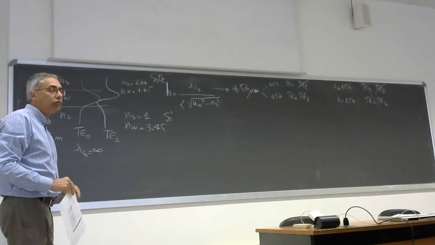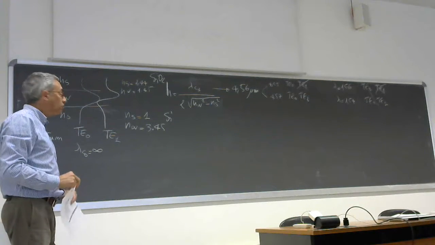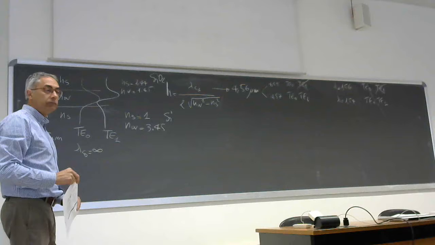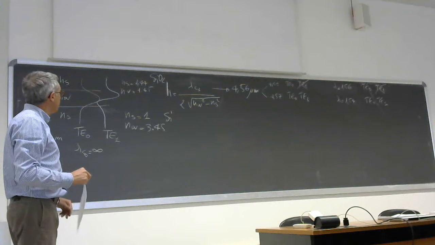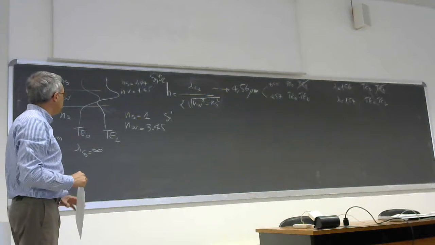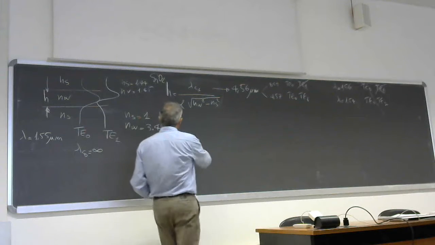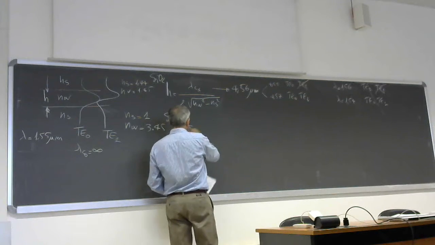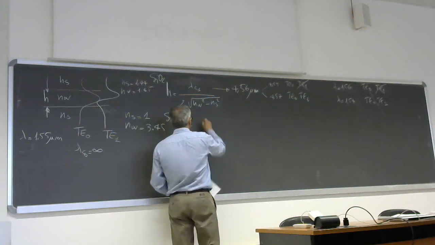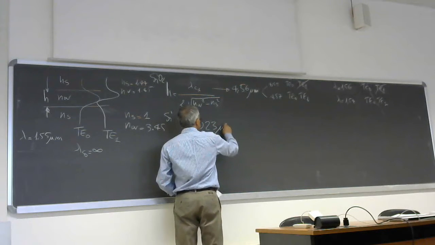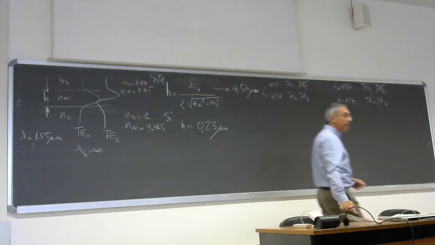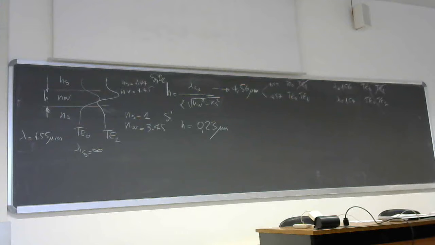People know how to do it. It's not difficult. The other one is doped glass in glass. So if you do again the calculation, the thickness of the waveguide is 0.23 microns, so 230 nanometers.